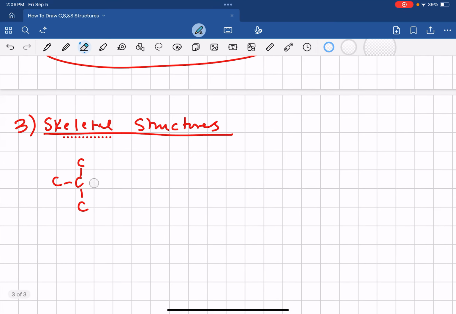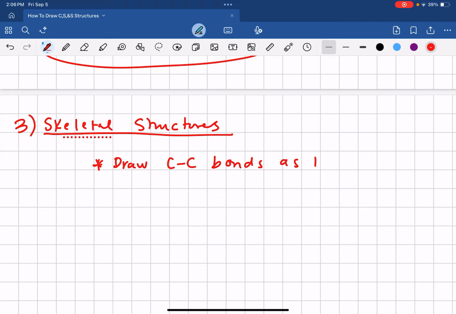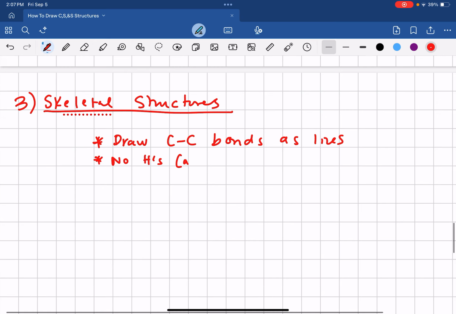Let me erase that. So for skeletal structures, we only draw carbon-carbon bonds as lines, no hydrogens, although they are implied.